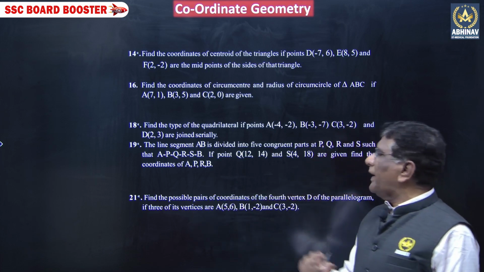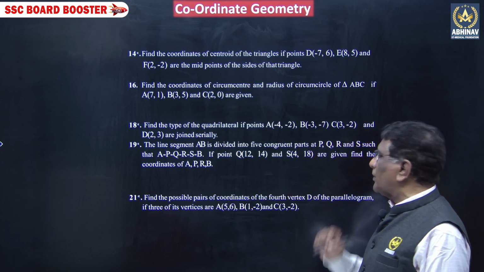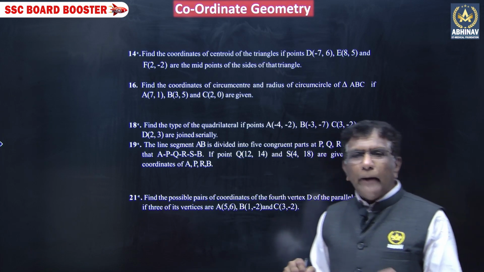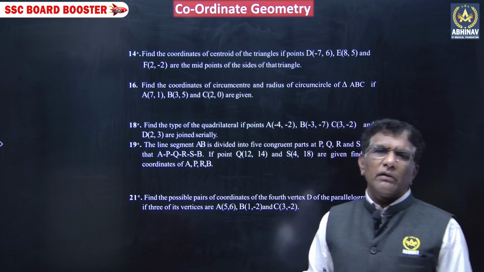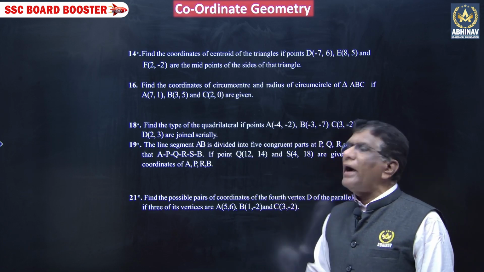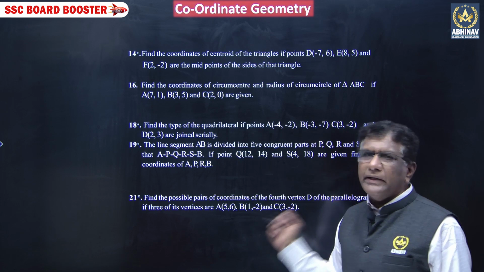Find the possible pairs of coordinates of the 4th vertex D. So we have to consider 2 possible ways, and we have to find the coordinates of this particular vertex D also.